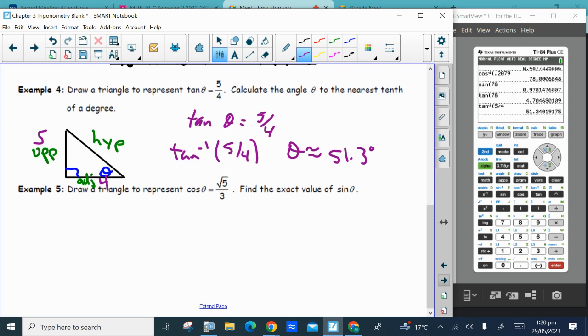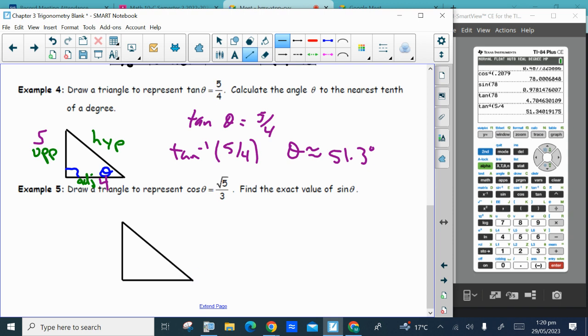Number 5 says draw a triangle to represent that the cosine of theta is root 5 over 3. So as soon as you say it's a triangle and you're talking about either sine, cos, or tangent, it has to be a right angle triangle. So we start by drawing one. So there's our right angle.